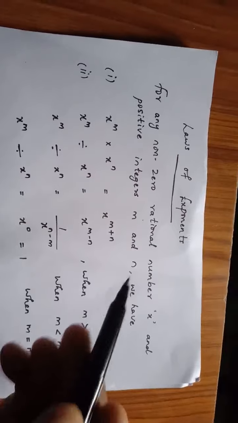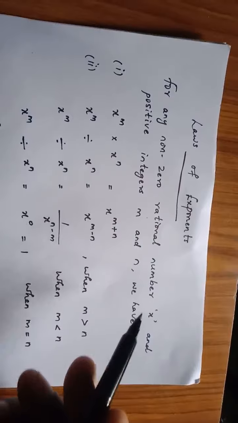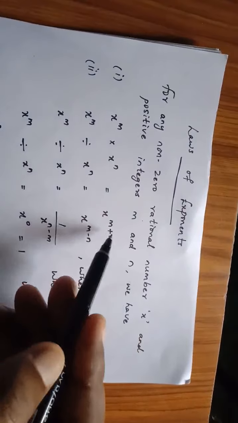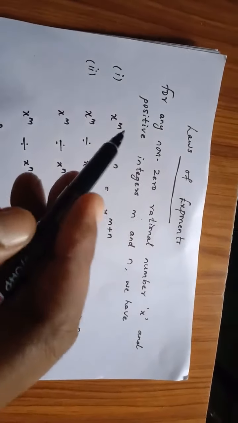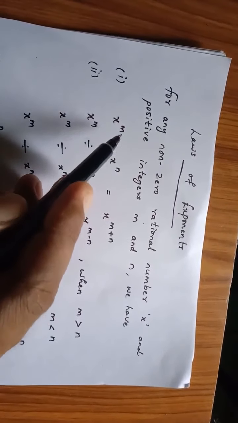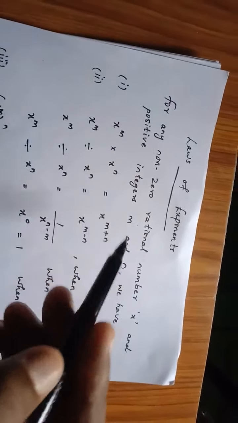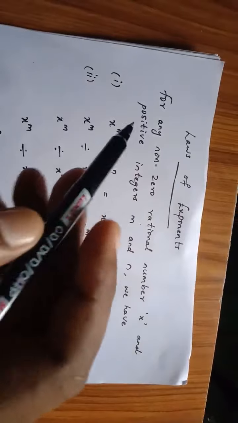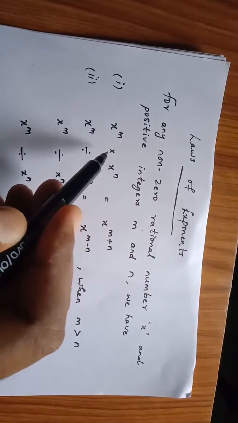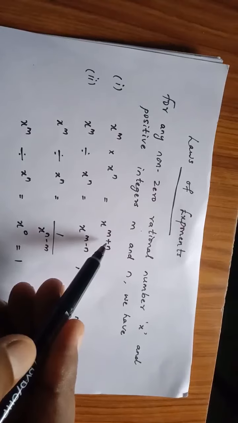For any non-zero rational number x and positive integers m and n, we have x to the power m multiplied by x to the power n is equal to x to the power m plus n. It means when two numbers with the same base are multiplied, having different or equal exponents, then what we have to do is add the powers. So here we have the same base x and the powers are m and n, and the numbers are multiplied. So we will take the same base but we have to add the powers, so m plus n.